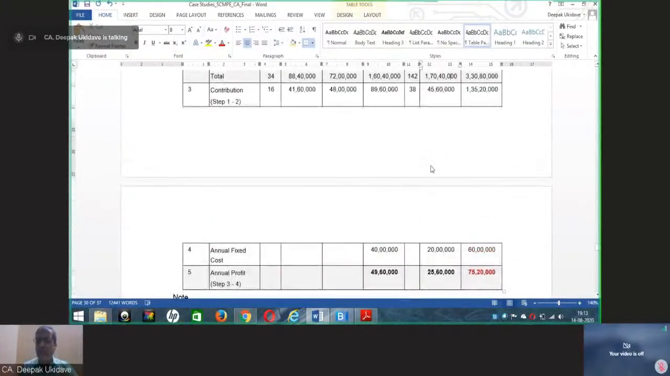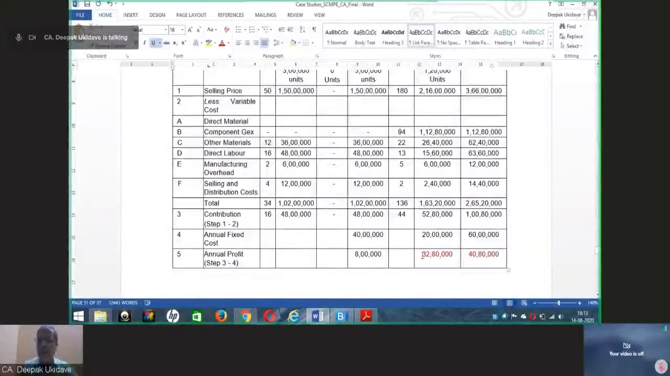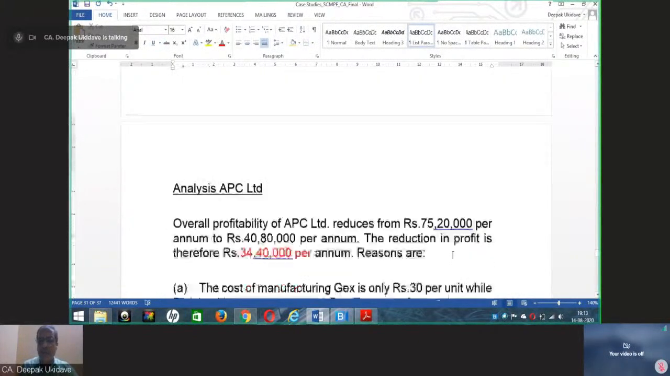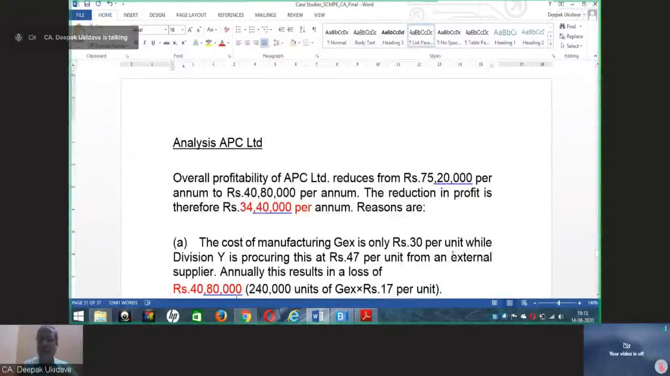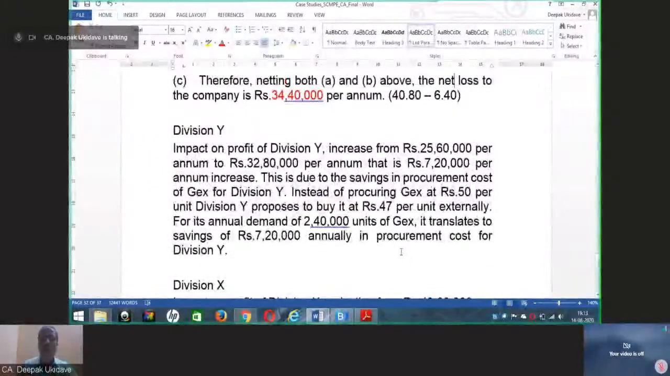Now I can quickly pick up the figures and put them in my comments. In the current scenario, the profitability of Division Y was 25,60,000, which has gone up to 32,80,000 in the proposed scenario. So the profitability of Division Y has improved. So remember these figures, from 25,60,000 to 32,80,000. Now this is what is expressed over here. The impact on profit of Division Y increases from 25,60,000 per annum to 32,80,000 per annum. That means the increase in profit is by 7,20,000 rupees per annum.